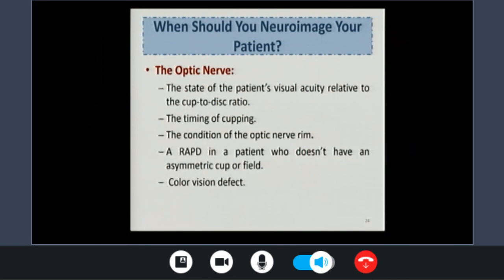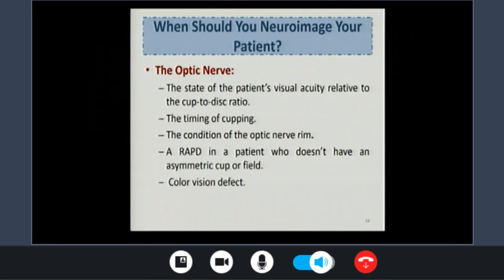But in patients with a neurological disease, the cup-disc ratio might be mild, or there is mild cupping. However, there is significant affection of visual acuity and visual field. The timing of cupping is very important as well. In glaucoma, usually cupping develops, then we will have the visual field defect, while in neurological disease, usually we have visual field loss, decreased visual acuity, and then cupping develops later on.